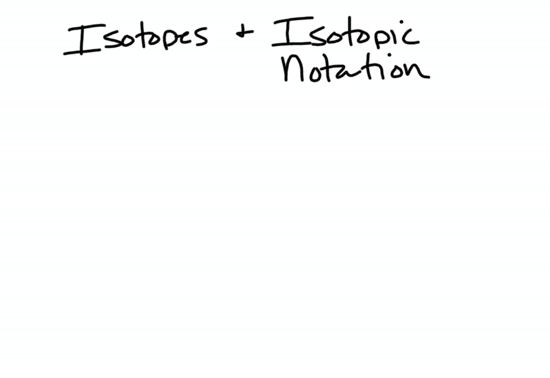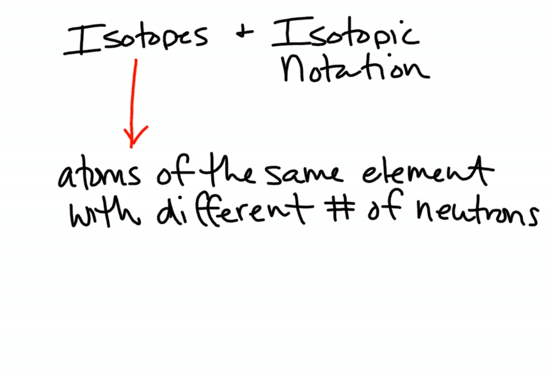Alright, this video is on isotopes and isotopic notation. In this video we're going to talk about what isotopes are and how we represent them in a chemical symbol, specifically isotopic notation. So first thing, isotopes. Isotopes are atoms of the same element with different numbers of neutrons.